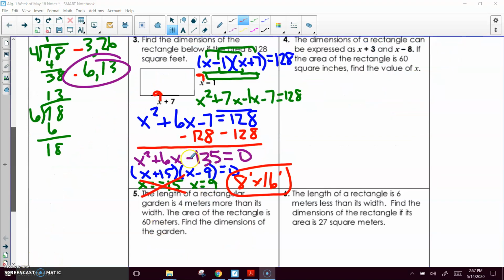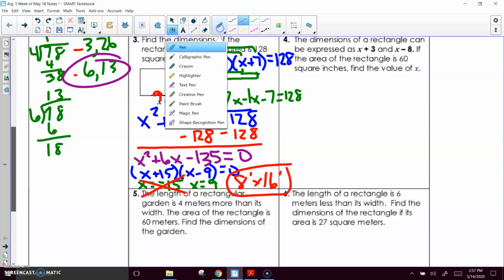We had to come up with factors that when multiplied together equal negative 135 and added equal positive 6. Hopefully you found that's positive 15 and negative 9, which makes my solutions x equals negative 15 and x equals 9. Again, a negative value of x does not make sense, so the only possibility is x equals 9.